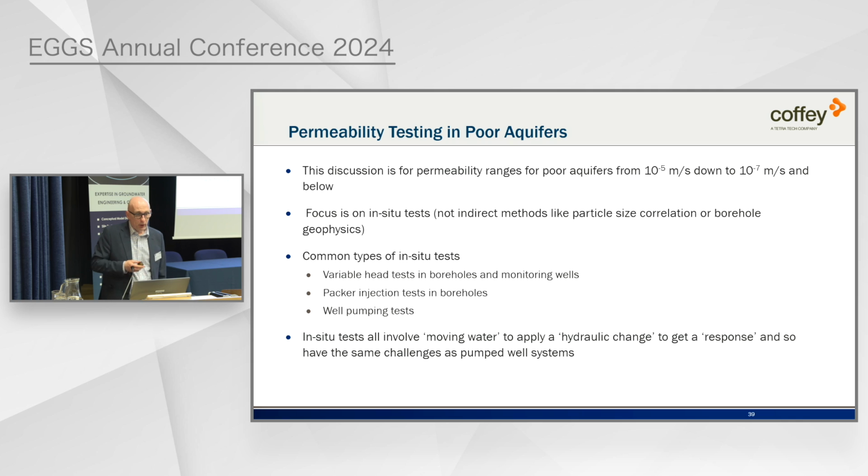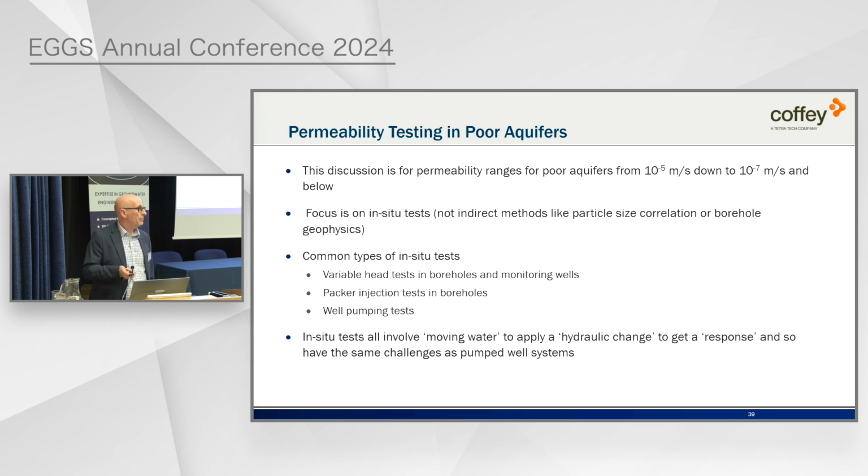So in terms of permeability testing, I want to be very clear that I'm talking here about permeability testing in aquifers from 10 to minus 5 down to 10 to minus 7 and below. And I'm talking about routine testing. I'm not talking about nuclear industry testing where obviously they have to deal with much lower permeability and have high quality testing. Here I'm talking about routine stuff. And I'm broadly talking about in situ tests in boreholes. I'm not going to talk much about indirect methods like particle size distribution or borehole geophysics.